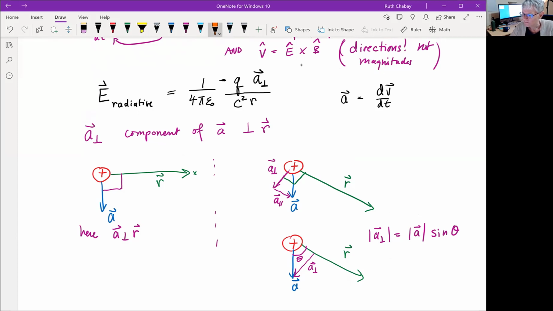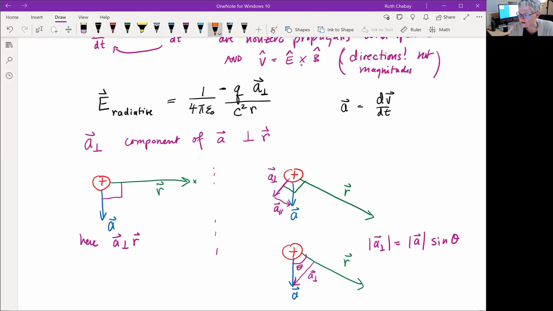This says that this is a vector equation, so we know the magnitude of the radiative field, but what about the direction? Well, it says the direction of E radiative has to be equal to the direction of the vector piece of the equation on the other side. The only thing that's a vector on the right-hand side is this A perpendicular. So if E was just proportional to A perpendicular, it would be in the same direction as A perpendicular. But actually, there's this minus sign. So in fact, the electric field at the observation location is going to be opposite to A perpendicular here.